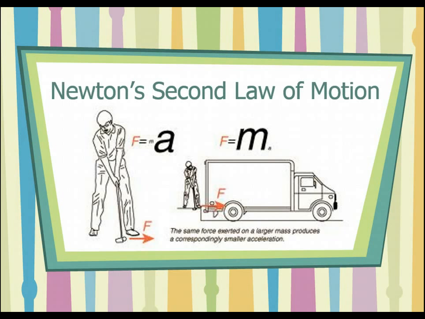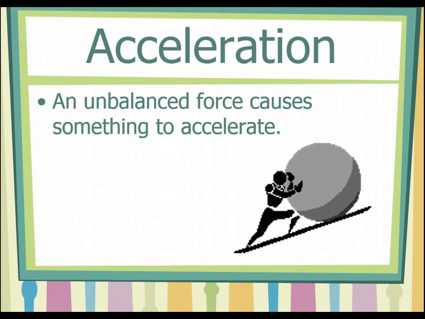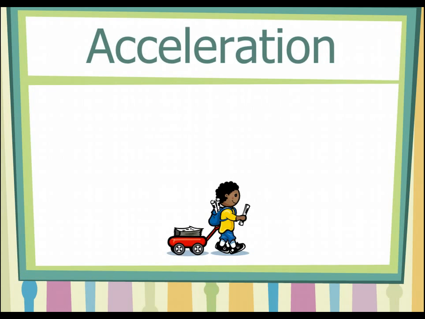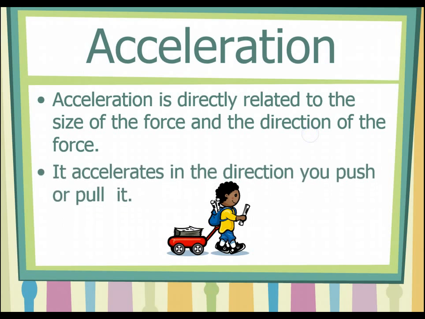Okay, so our next video is going to be on Newton's second law of motion. And Newton's second law of motion has to do with force, acceleration, and mass. An unbalanced force causes something to accelerate, right? So acceleration is directly related to the size of the force and the direction of the force. An object accelerates in the direction that you push or pull it.